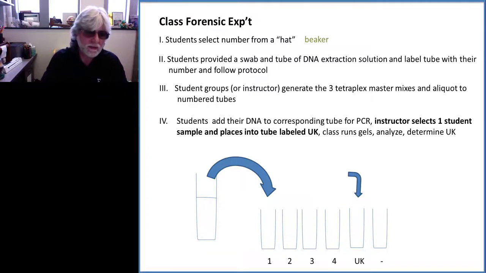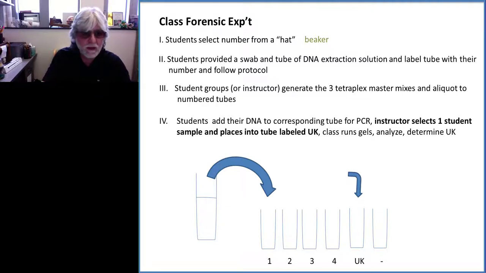Okay, so as a class forensic experiment, students would select a number from, I call it a hat, but a beaker or anything, a rolled up paper. So it's anonymous, and they only know what their number is unless they tell somebody else. Each student is given a swab and an extraction solution, and they label the tube with the number they picked out of the hat. And they follow a protocol which is maybe 15 to 30 minutes. It's not a very long protocol to do.